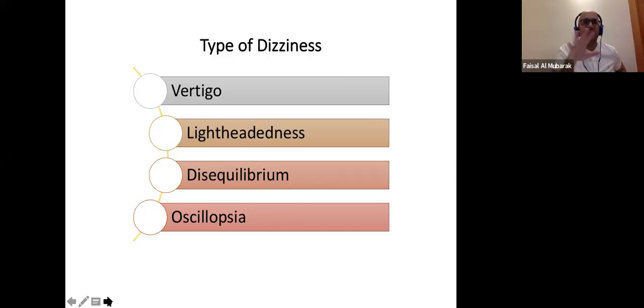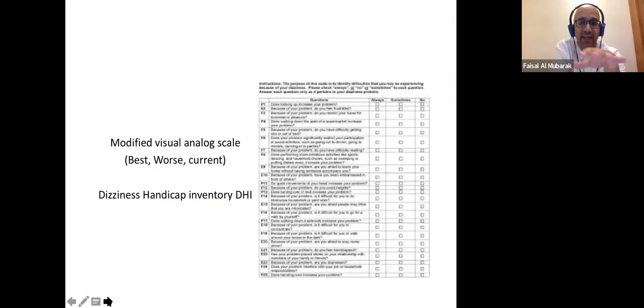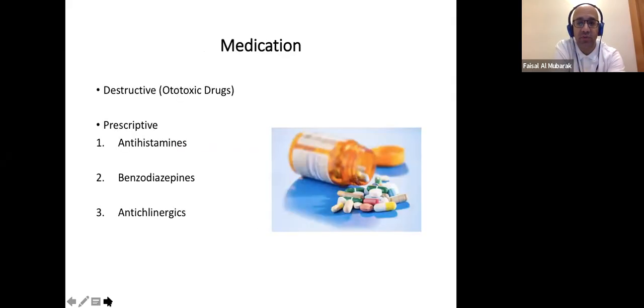Asalapsia is when you see things unclear. I don't mean diplopia. Asalapsia is different than diplopia. Diplopia is when you see things double, you see things twice. Asalapsia is when you see things that are not clear. Here are some scales that we use.